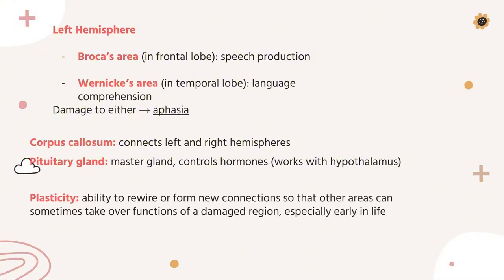Plasticity is the ability to rewire or form new connections so that other areas can sometimes take over functions of damaged regions, especially early in life. So if one part of your brain is damaged, plasticity can happen so other parts of the brain can take the role.